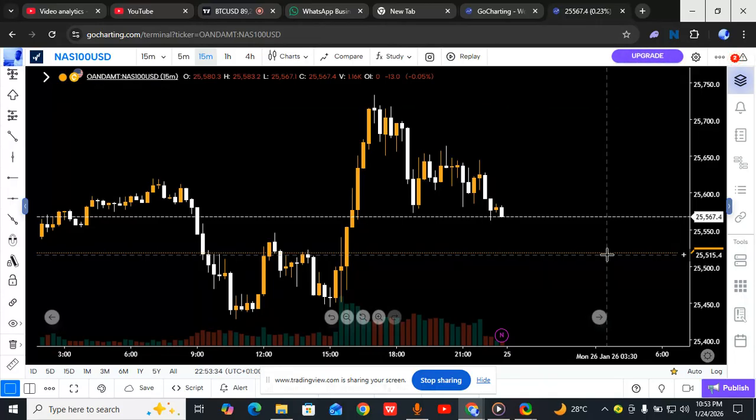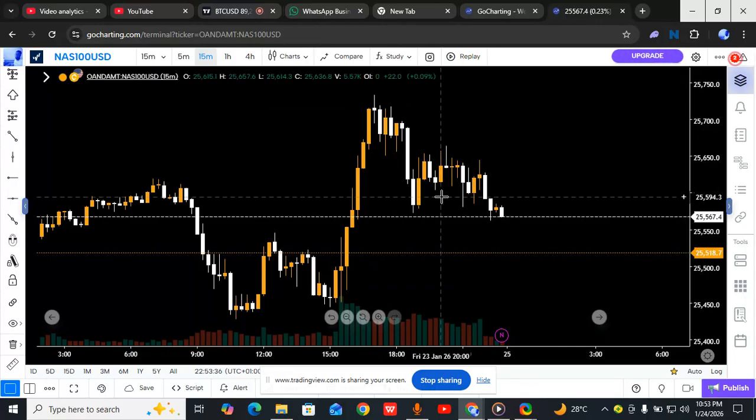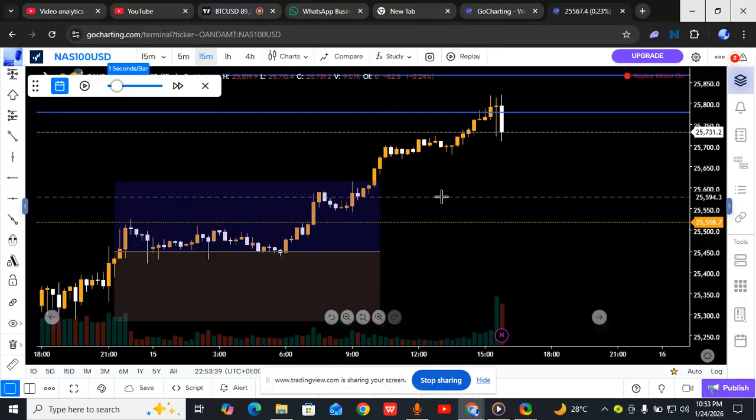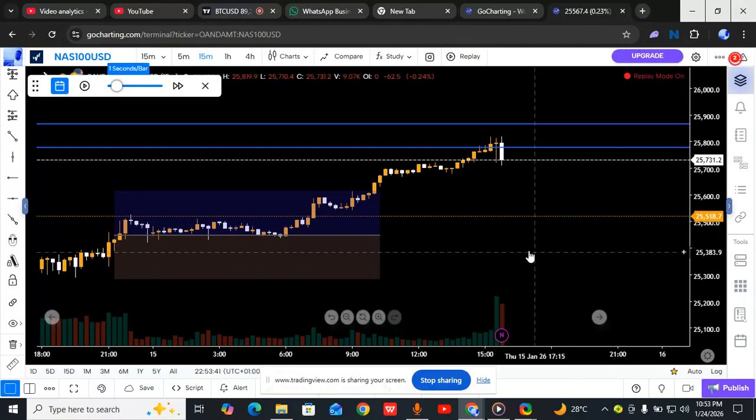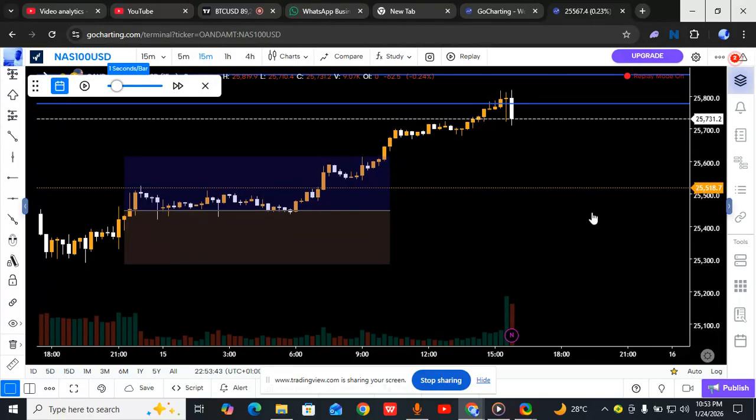For God's sake, stop showing me this recent price data. I think the whole thing takes time to load. Okay, so now we've tapped that level.